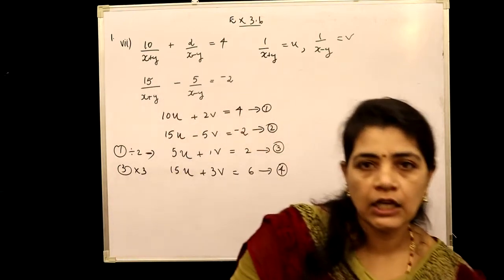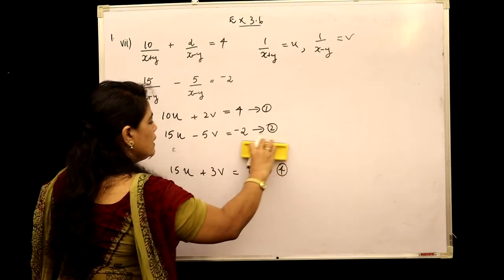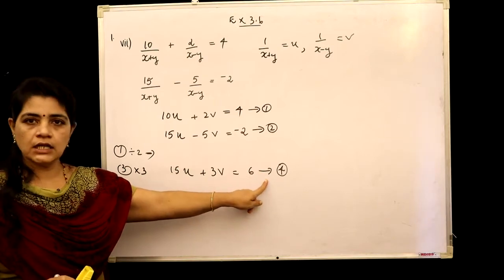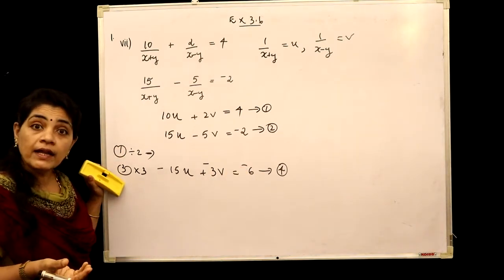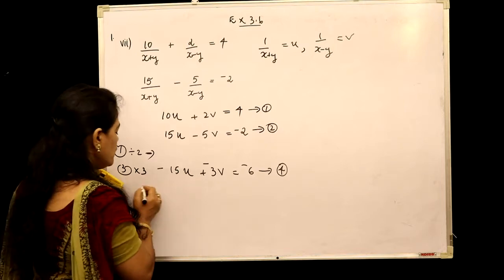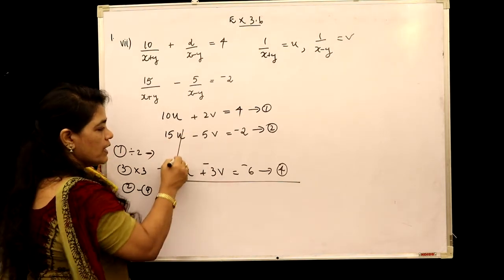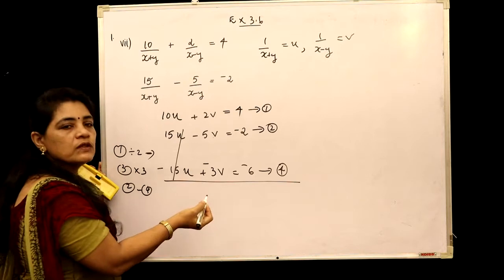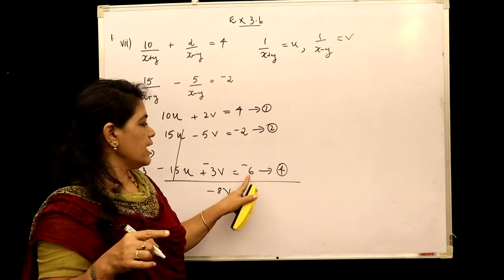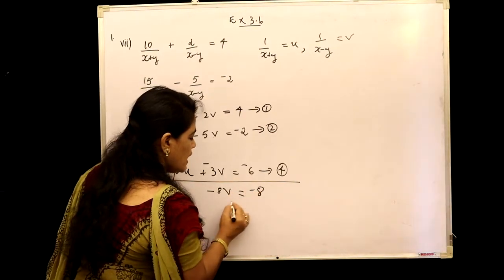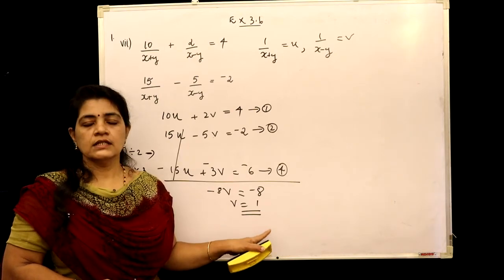We can subtract these. This is equation 2 and this is equation 4. By subtracting only, you can eliminate the u term, that is 15u and 15u. So that is 2 minus 4, which implies changing the sign, then you can eliminate. So negative 5v minus 3v is negative 8v, equal to negative 2 plus negative 6, that is negative 8, and hence v is equal to 8 by 8, that is 1. This is the value of v.